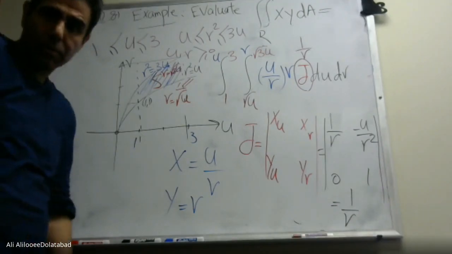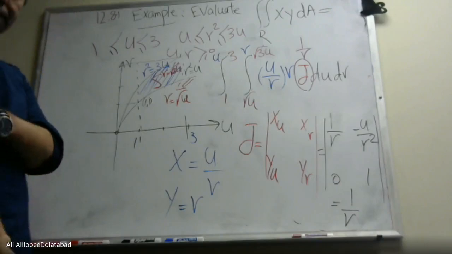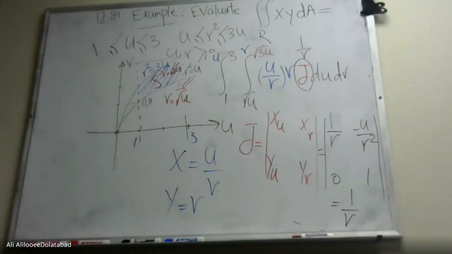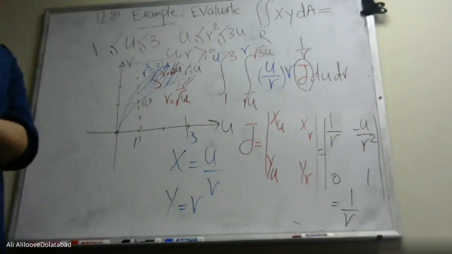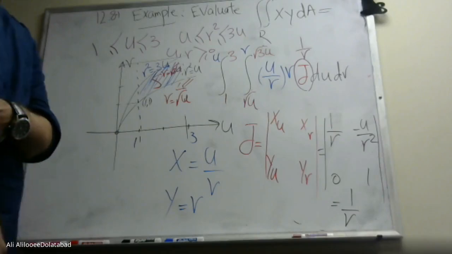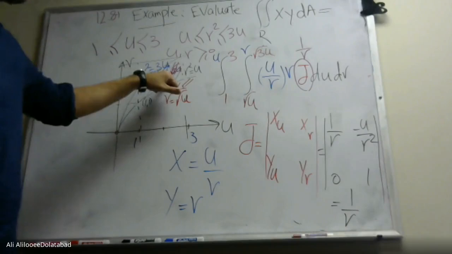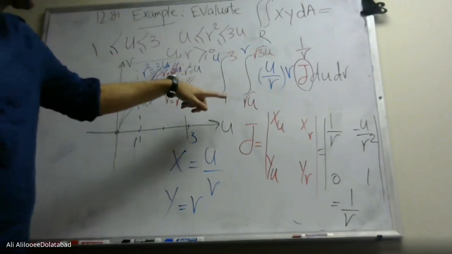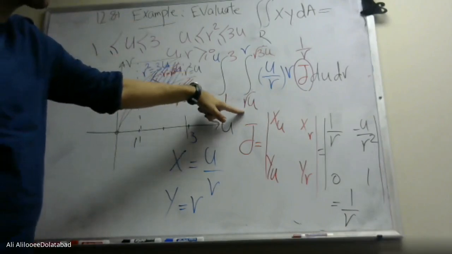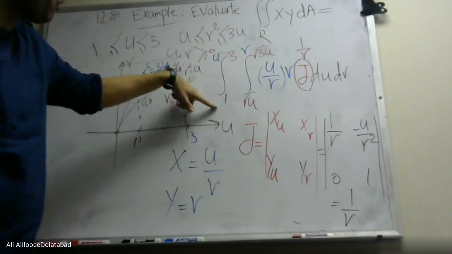Okay, good. So then this guy is root u, this guy is root 3u. See, I took a square root. Then the bound for v is root u, root 3u. The bound for u is 1, 3.